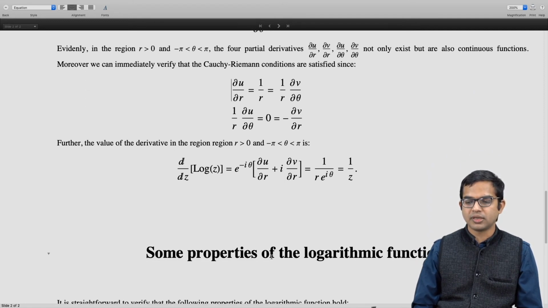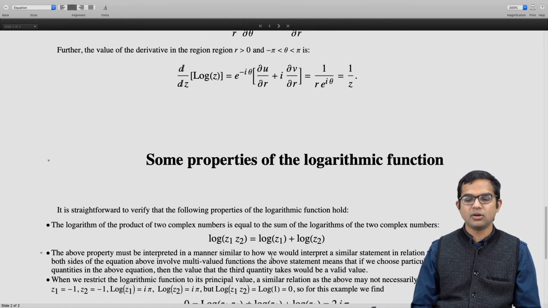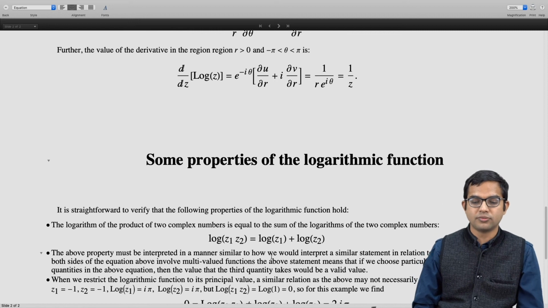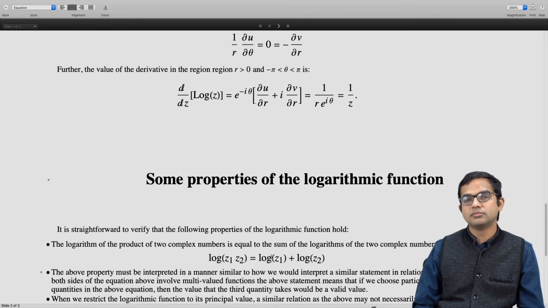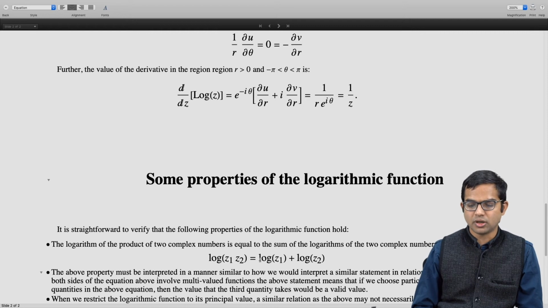Right? So let us quickly state some properties of the log function. If you take any two complex numbers, multiply them and take the log of this product, then the log of this product is the same as the sum of the logarithms of each of these complex numbers. We must point out that each of these quantities, the left hand side has one quantity, the right hand side has two quantities, so they are all multi-valued.